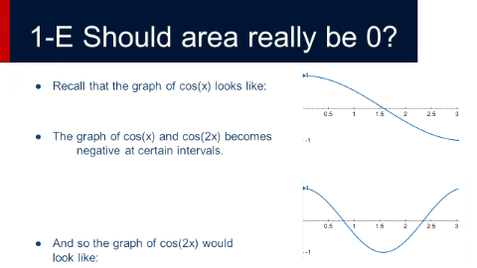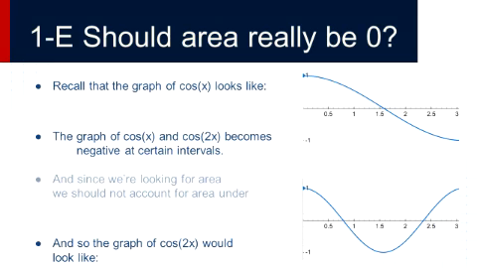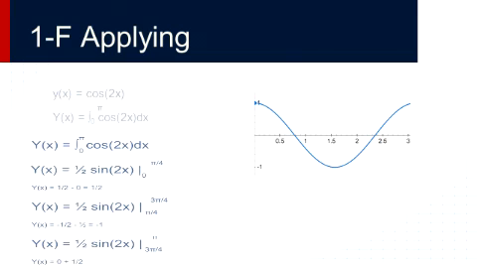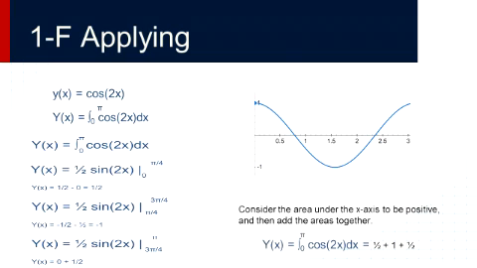And so what do we do? Well, since we're looking for area, we should not account for area under the x-axis as negative, since, again, area cannot be negative. And so now let's bring the graph with us this time. Now, the function, again, y of x is equal to cosine of 2 times x.